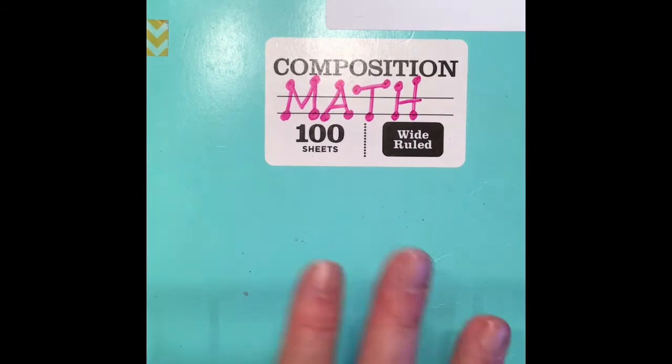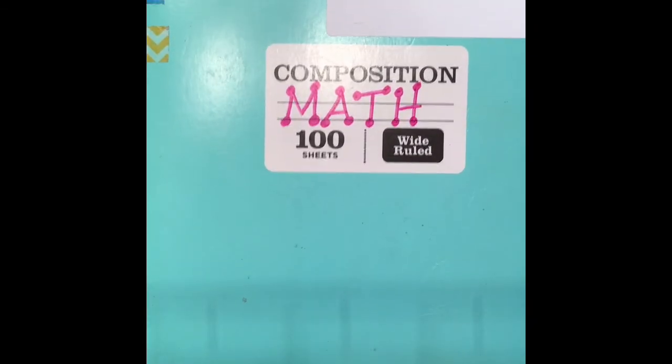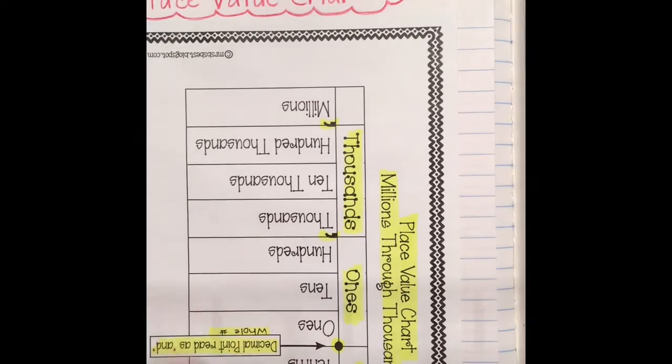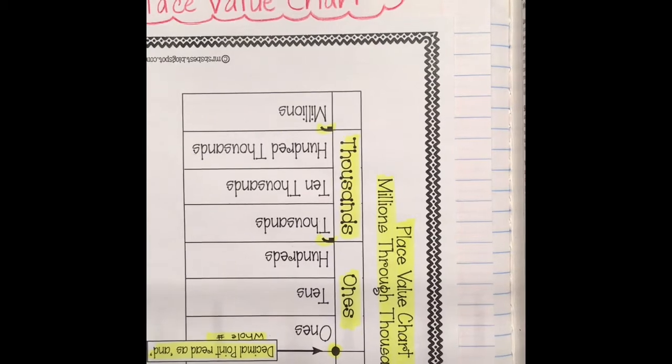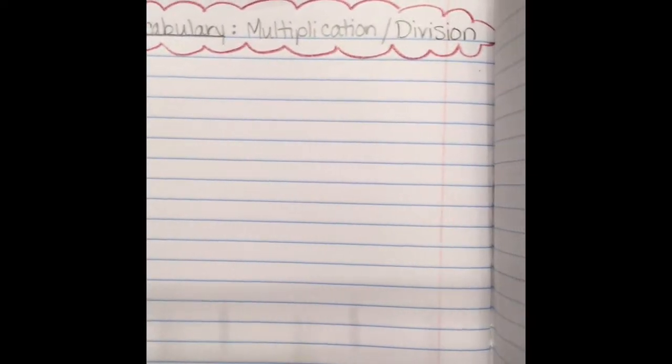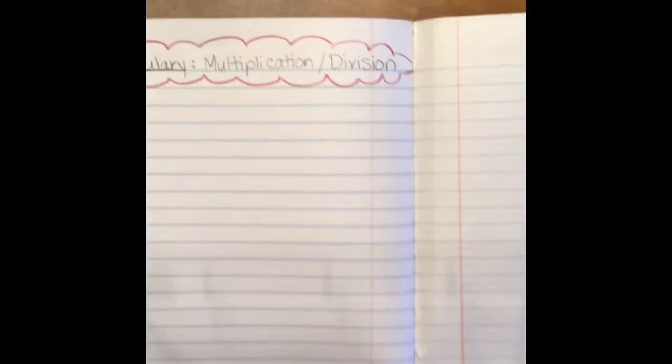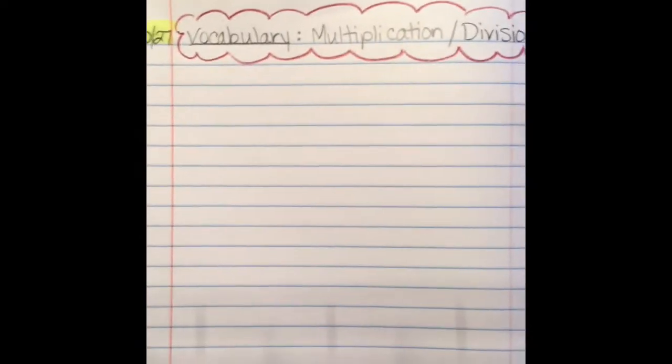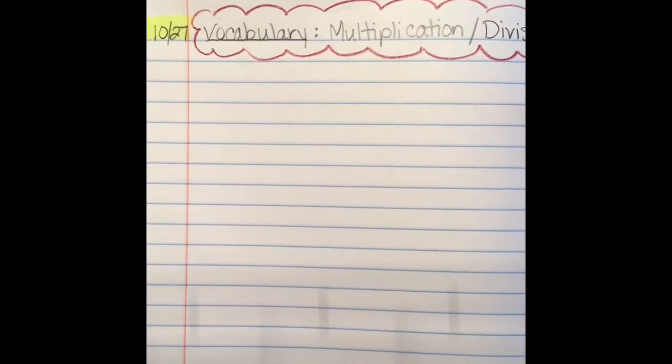So what I want you to do is start with your math notebook, have it face up, then you're going to flip it over. Once you flip it over, you're going to open it up to the very back, where many of you probably have a place value chart and maybe a couple of other things. I'm going to turn until I have two brand new pages that haven't been used side by side, and I'm going to start over on the left-hand side of the page.